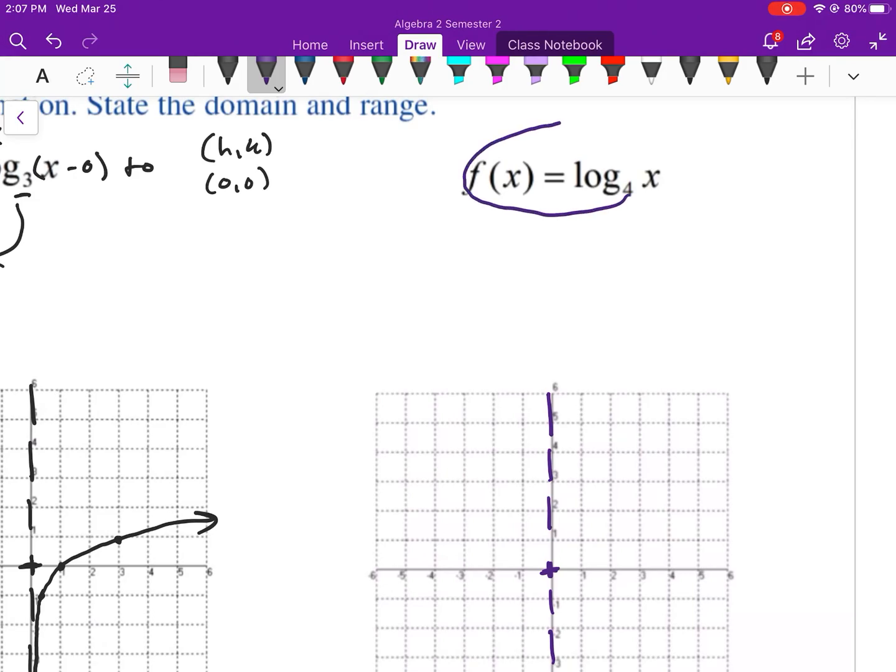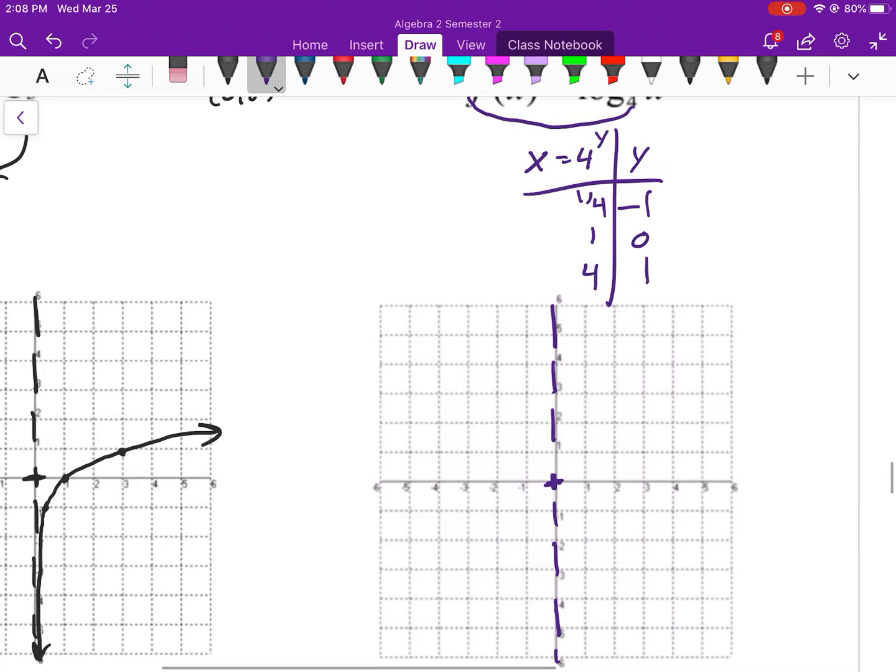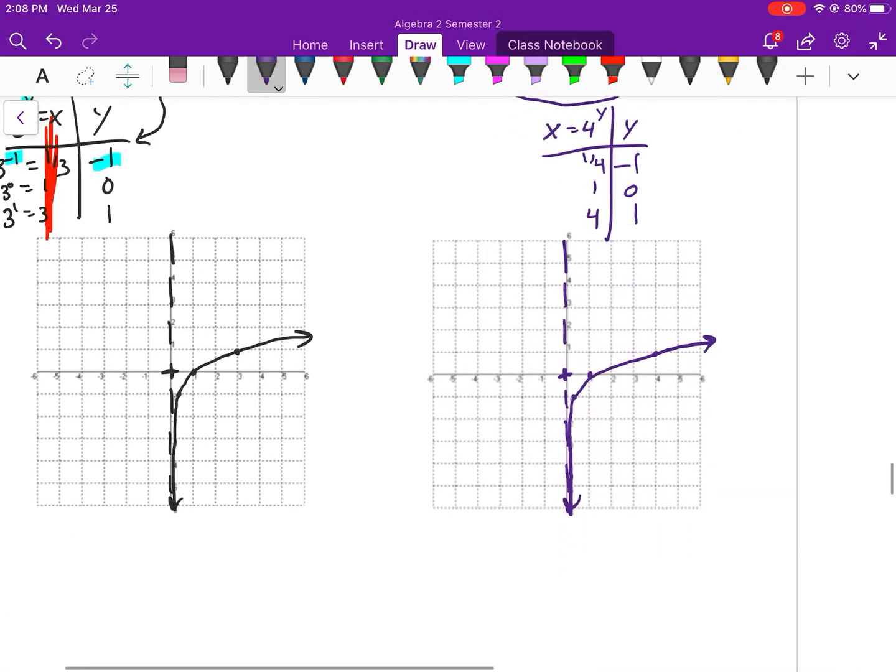Okay. So now it's log base 4. If I rewrite that, again, f of x is just y. 4 to the y is equal to x. So that's what I'm going to use in my table for my xy. Negative 1, 0, 1. 4 to the negative first is 1/4. 4 to the 0 power is 1. 4 to the first is 4. So we're going right 1/4, down 1, right 1, right 4, up 1. So a lot of these graphs are going to look very similar. They do have their differences though.